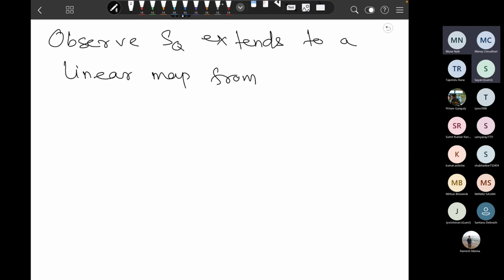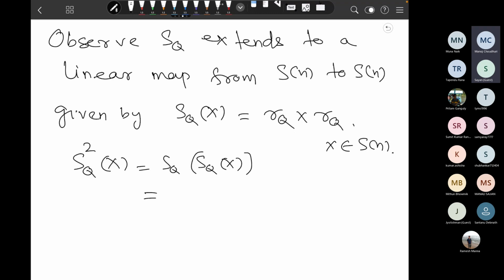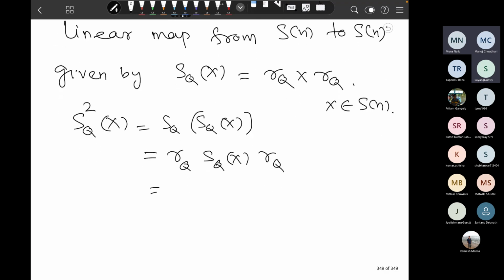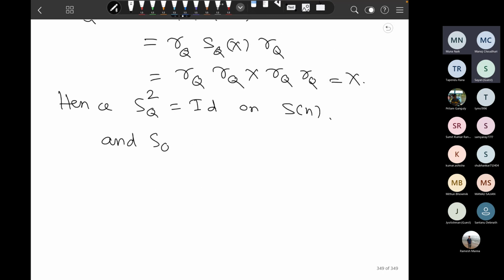A linear map from Sn to Sn, given by SQ of X is really RQ X RQ, where X belongs to Sn. So this is a linear map. You can check that. So what is SQ square X? SQ of SQ X. This is really RQ times SQ X times RQ, so this is really RQ square X RQ square, and RQ square is identity. So this is really X. Hence SQ square is identity on Sn, and SQ inverse is therefore SQ.